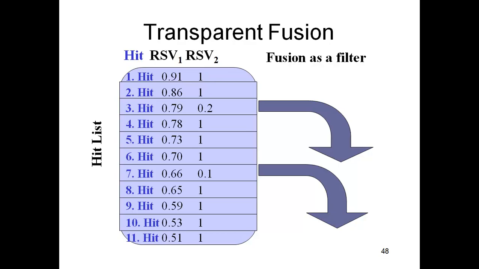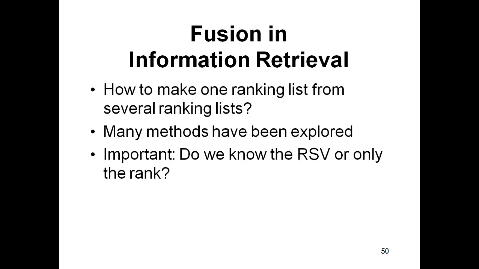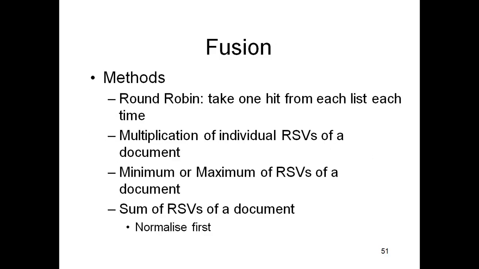I could also filter something, and use fusion as a filter or upgrade, but basically what we really want is to make one ranking from several lists. There are several different ways. Very simple is the round robin approach. You simply take one hit from each list at a time. If it's already in the list, then don't do anything. Then what we did was a sum now. Automatically people summed up, right? Sum of RSVs.